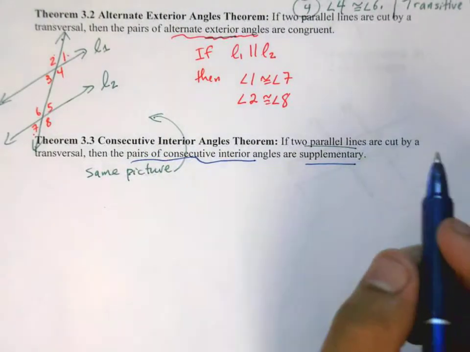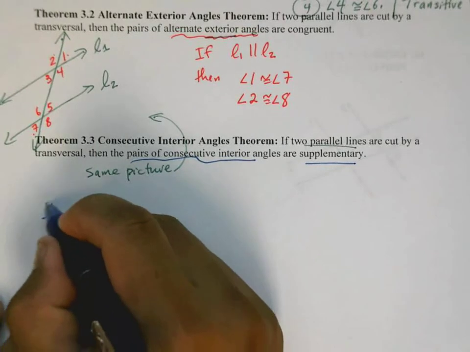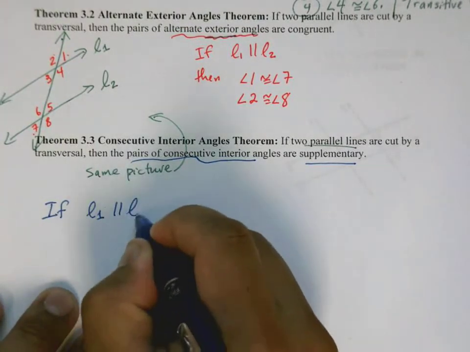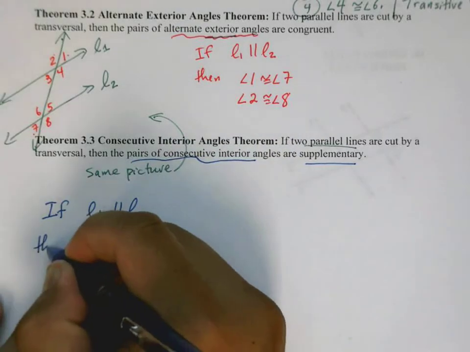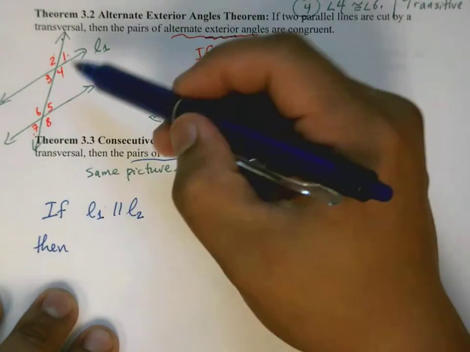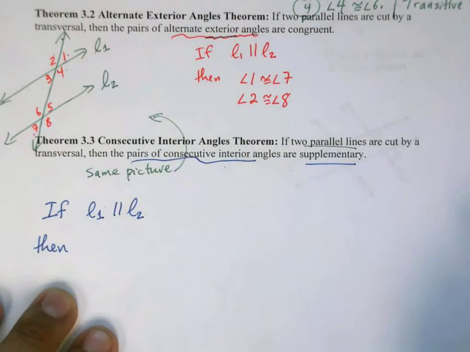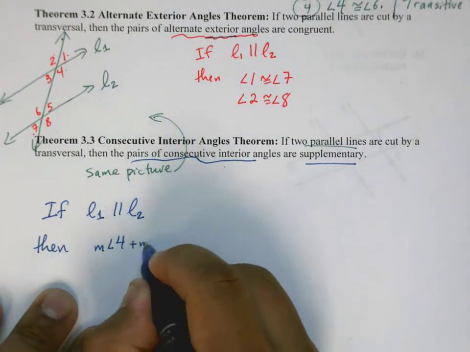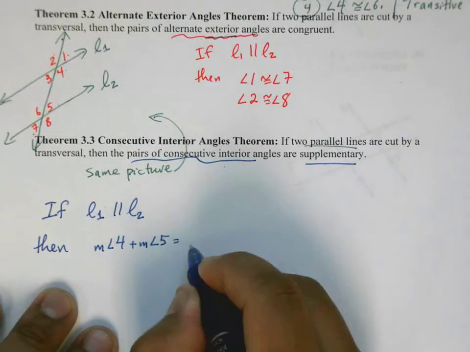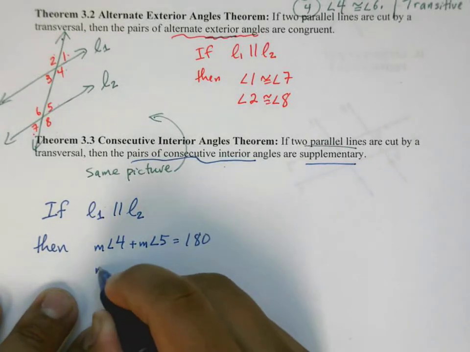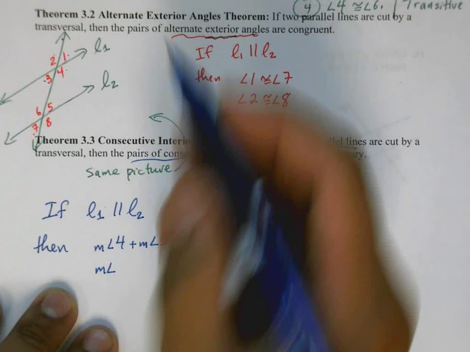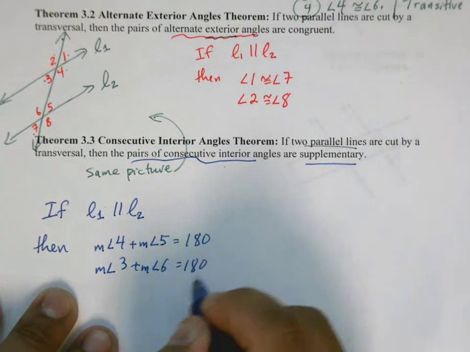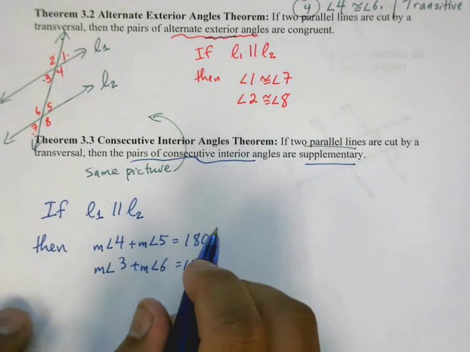So let's start with the hypothesis. If the first line is parallel to the second line, then consecutive interior angles, so that would be 4 and 5, are supplementary. And supplementary, remember, means that it adds up to 180 degrees. So measure of angle 4 plus 5 is 180. And then the measure of angle 3 plus 6 is also 180. Now we don't have to prove both of these statements. I'm just writing them out here so that you can see that both of these are in fact true.